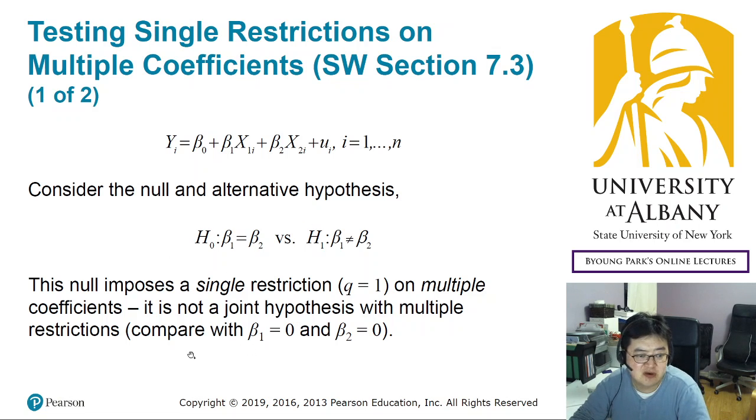For example, if you compare with this hypothesis, it is not about beta, so this hypothesis has two equalities on two coefficients. So in that sense, it is certainly a joint hypothesis, but this is somewhere in between the single and joint hypothesis. So let's discuss how we can handle this problem.